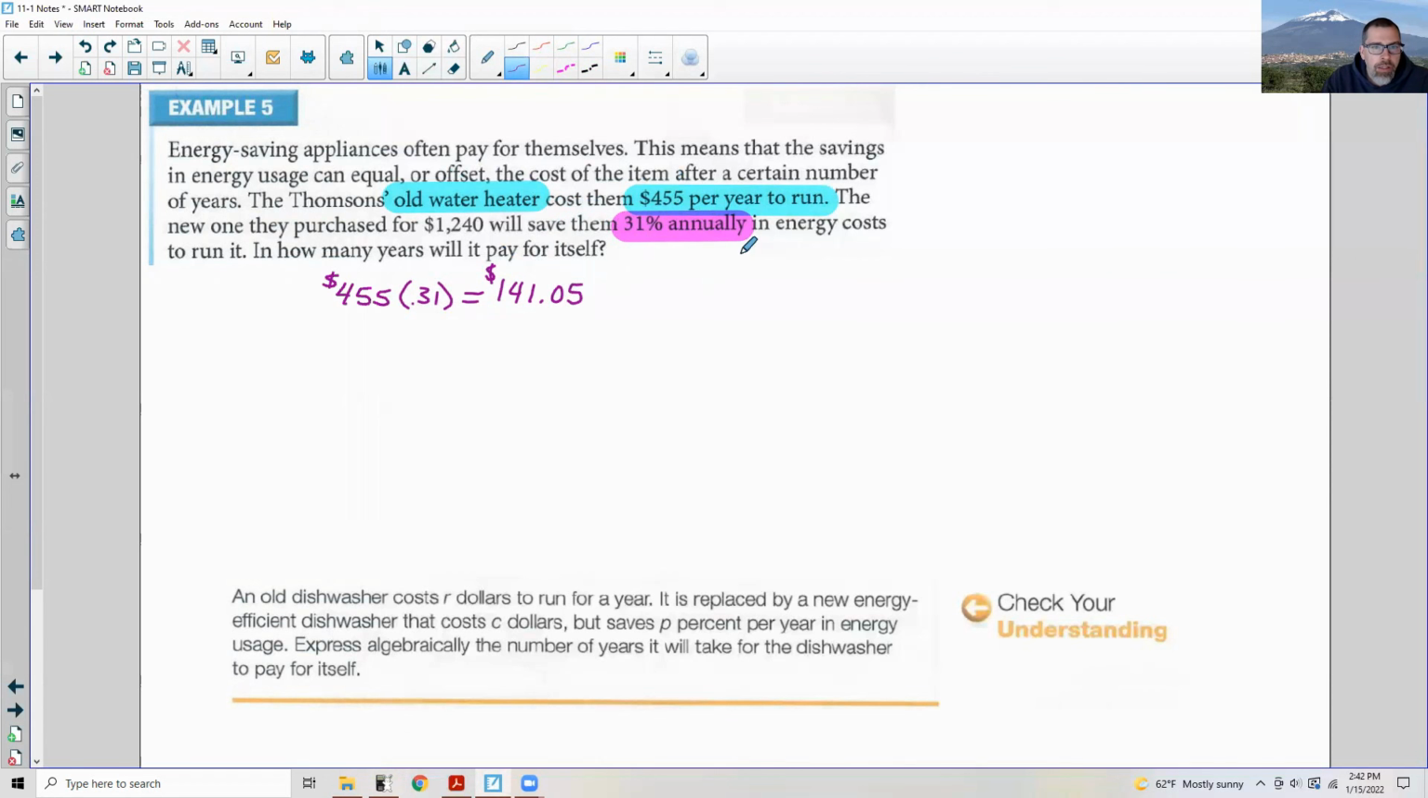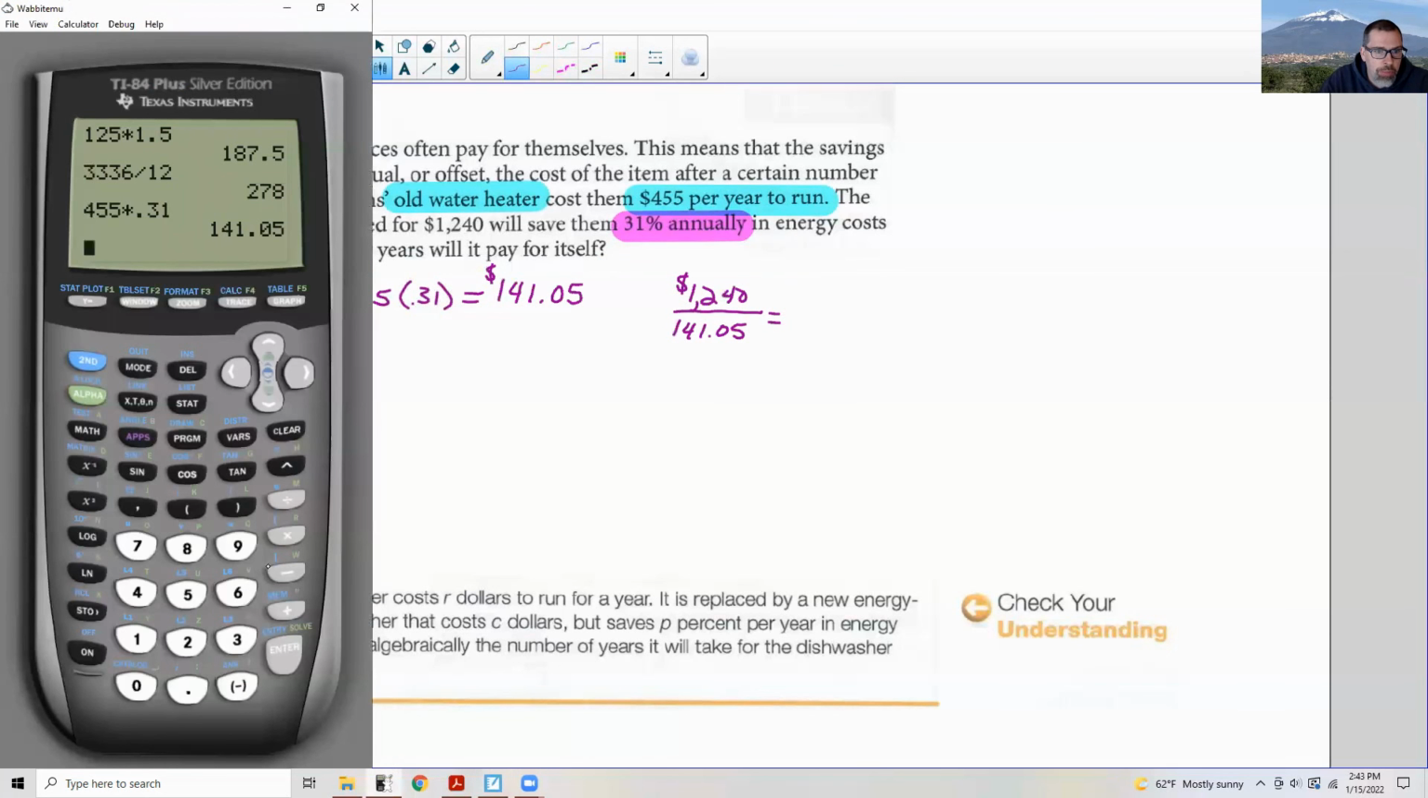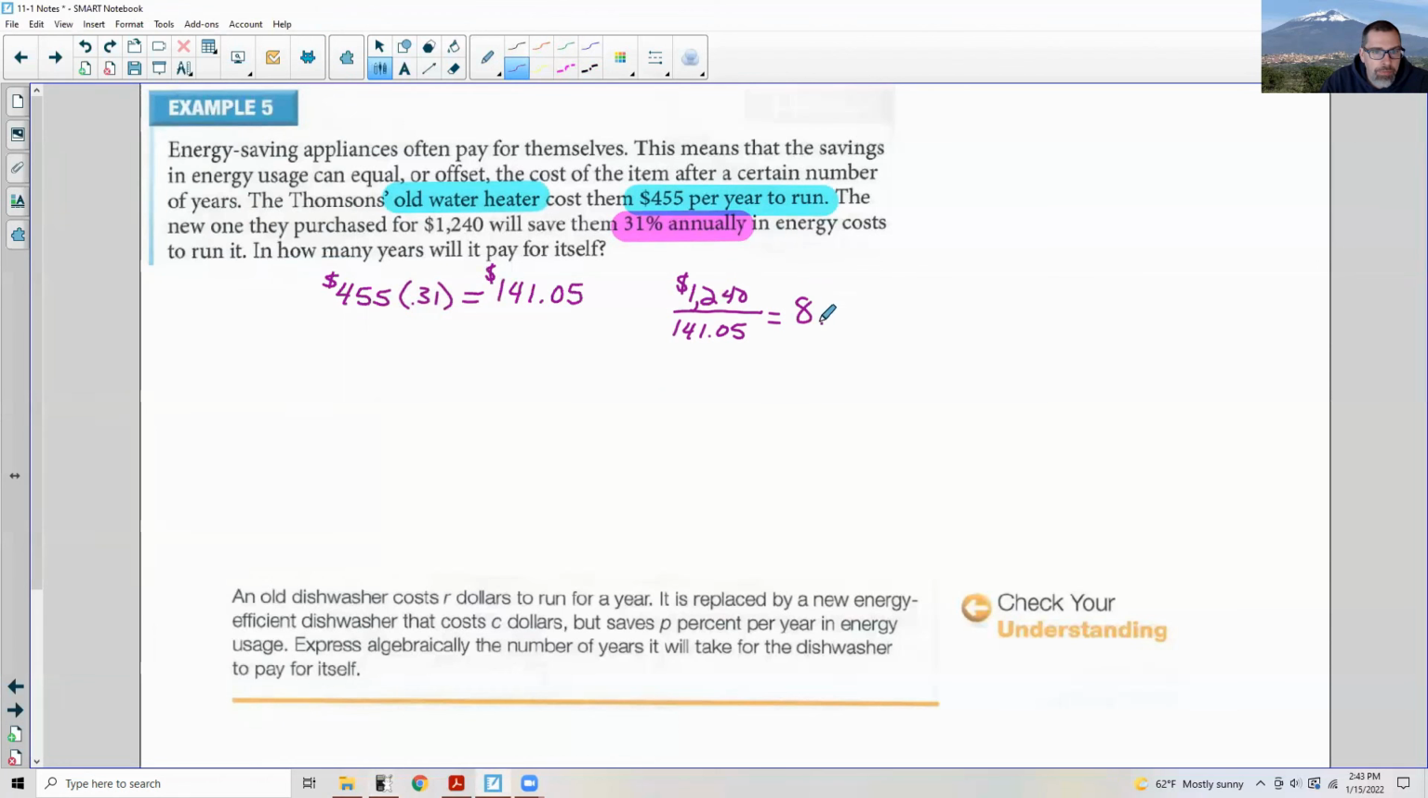Okay, their new one cost $1,240. So if it costs $1,240 and you want to know how many years it's going to take, then you take that total cost divided by the annual savings, which is $141.05, and that will determine how many years it will take to pay for it. So $1,240 divided by $141.05 per year would equal 8.79 years.